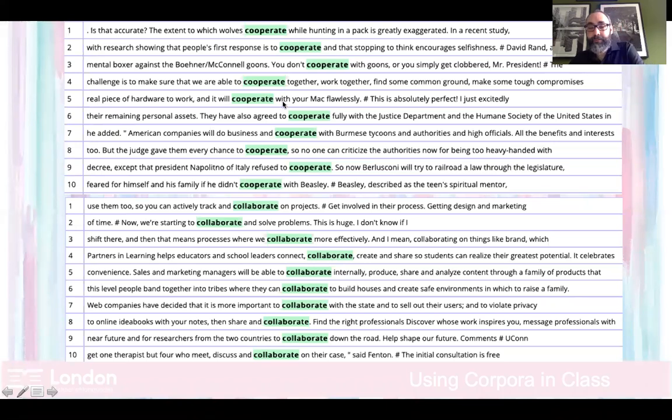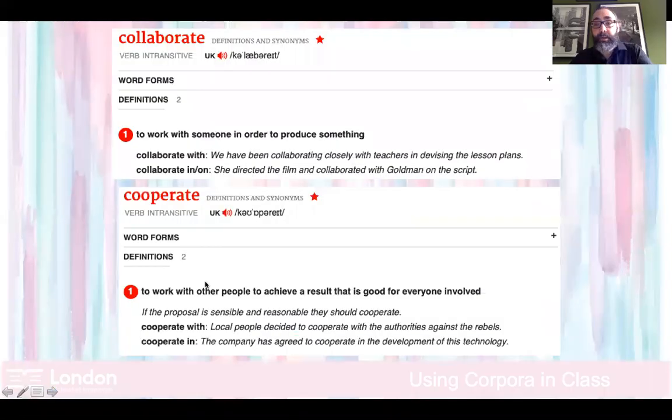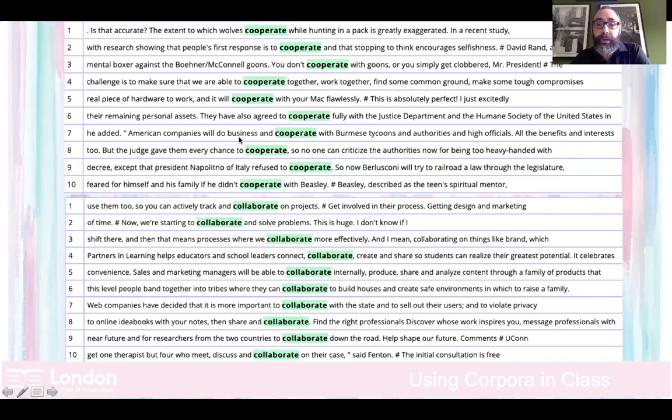Yes, Christina says used in different contexts. Yeah, from these examples, in fact, what you can see is that one is usually used in a slightly more positive context, let's say. And this is the definition from the dictionary: collaborate is work with someone in order to produce something, and cooperate is work with someone to achieve a result that is good for everyone involved, okay? And possibly from the examples you have here, in a way you could guess the meaning, okay?